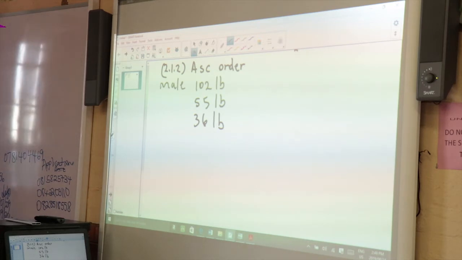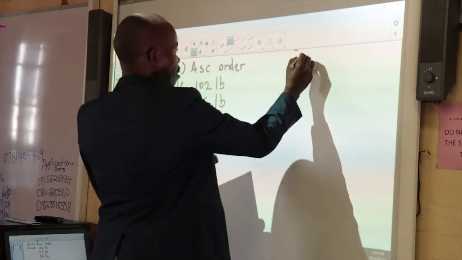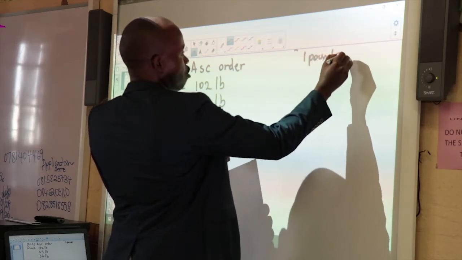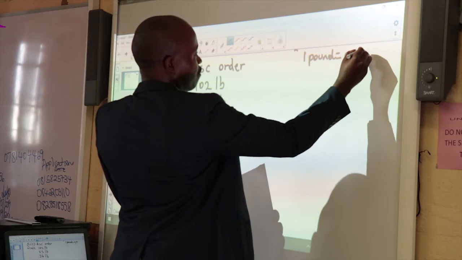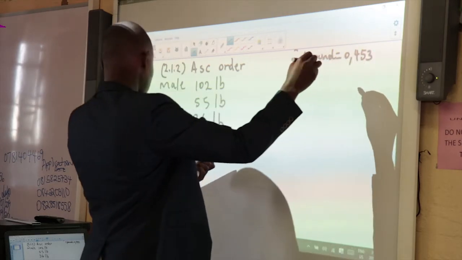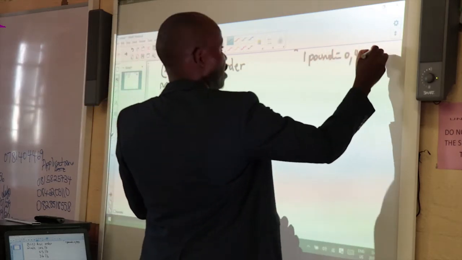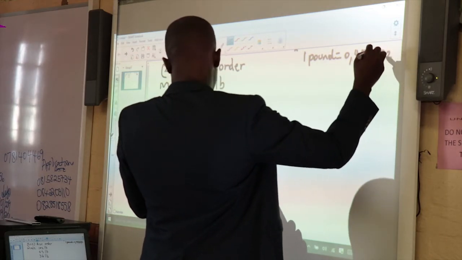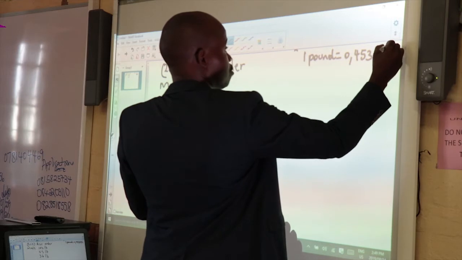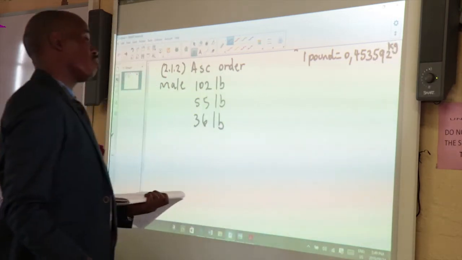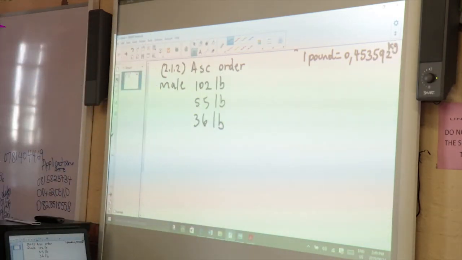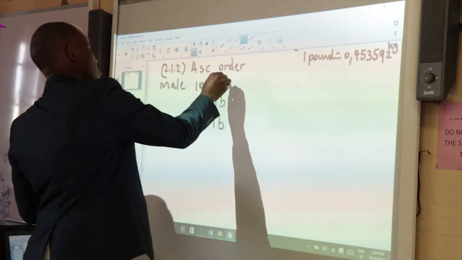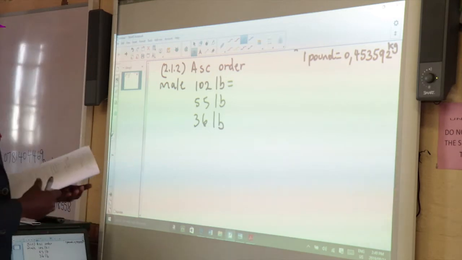What's our conversion factor? The conversion factor is 1 pound equal to 0.453592 kgs. So we're using that conversion factor. Let's convert for this male.